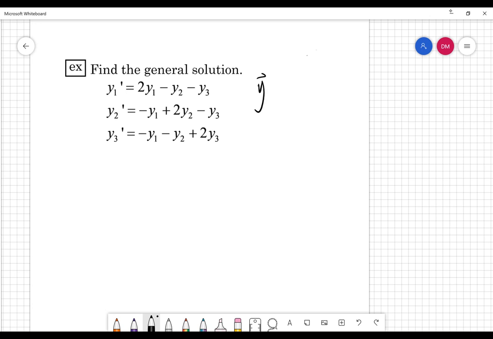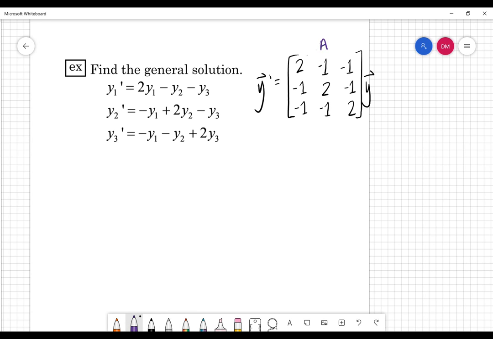So let's go ahead and start by writing this in matrix form. All right. So this is my y prime equals A times y. Remember, we find our eigenvalues by finding the determinant of A minus lambda times the identity matrix. So we're subtracting those lambdas on the main diagonal, and everything else will stay the same.